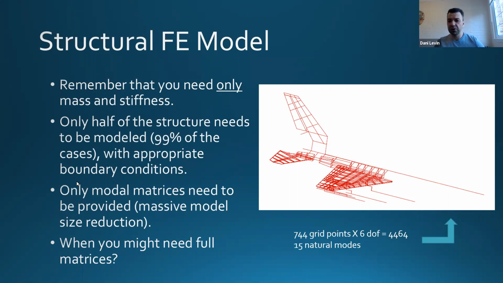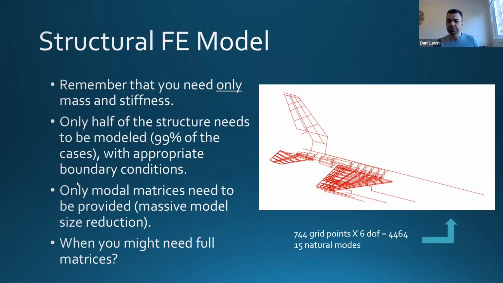Okay, questions so far? Yes, I have a question. So in this slide, what you write here is 744 times 6 degrees of freedom. What is this result? 4,464. Is that the magnitude of the matrix? Yeah, so this is the total degrees of freedom in this model. Your matrices will be this by this, so they're square matrices. Thank you.